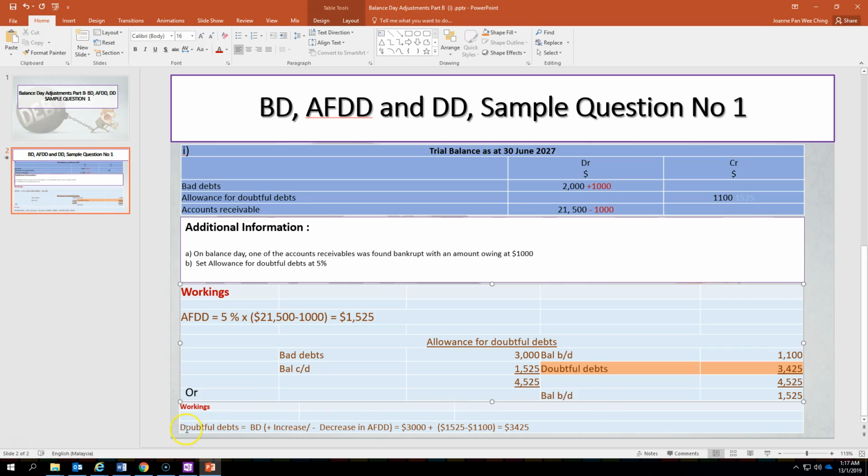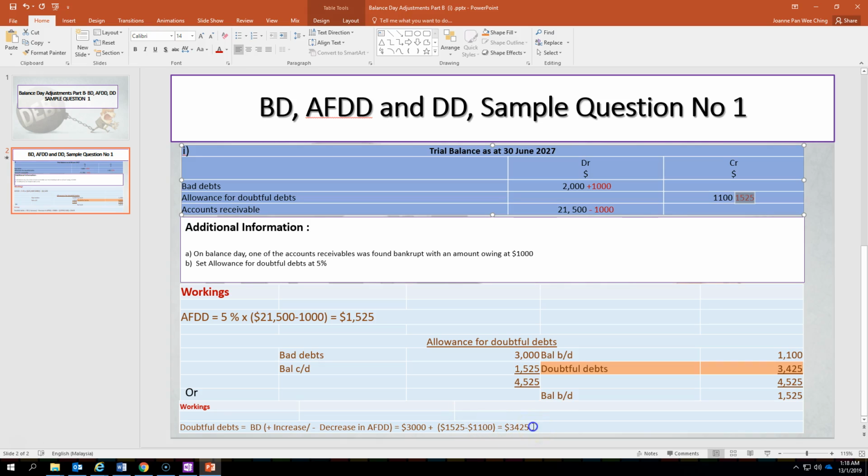Now, doubtful debts can be a combination of bad debts plus the increase of AFDD or minus the decrease in AFDD. Since we start with bad debts, it will be 3,000. All right. Now, the 1,525 that we calculated over here, we can actually put next to the opening balance. From here to here, we can see that it is an increase of AFDD. So the increase of AFDD is 1,525 minus 1,001. So this amount will be added to 3,000 in order for us to arrive at 3,425.